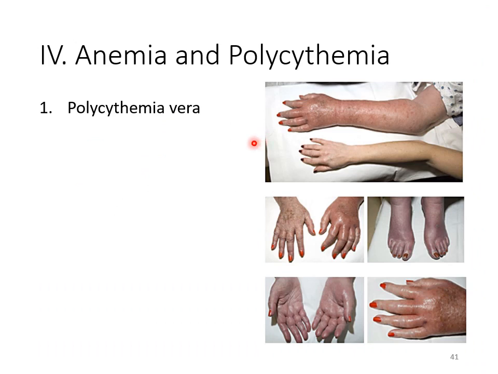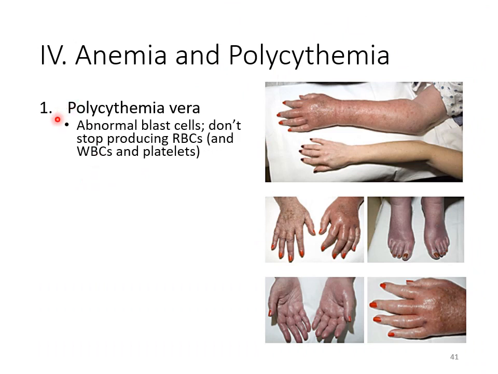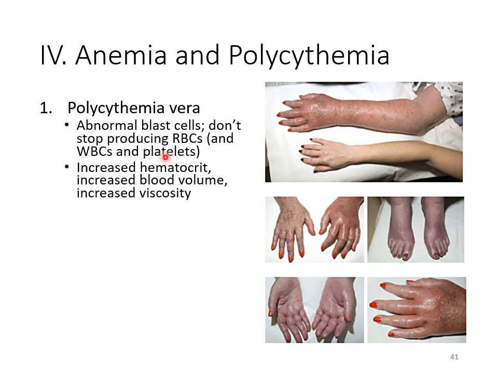Now, what about polycythemia? So polycythemia, again, you have too much red blood cells. One form of polycythemia is polycythemia vera. Vera meaning true. It's true polycythemia, meaning you are truly overproducing red blood cells. So this is because of abnormal precursors, abnormal blast cells. And so they do not stop producing red blood cells. They do not respond properly to the cellular signals. So it doesn't stop producing not only red blood cells, but also the other blood cells, because again, they all come from the same precursor.